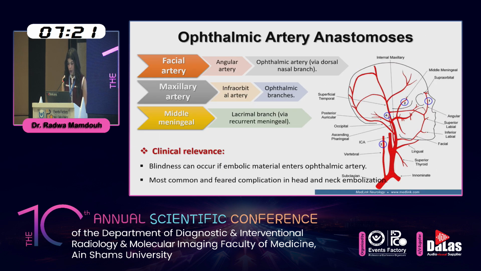The ophthalmic artery anastomoses are one of the most feared. It can be reached through the facial artery via the angular artery. The maxillary artery also reaches the ophthalmic branches via the infraorbital artery, and the middle meningeal reaches the recurrent meningeal via the lacrimal branch.